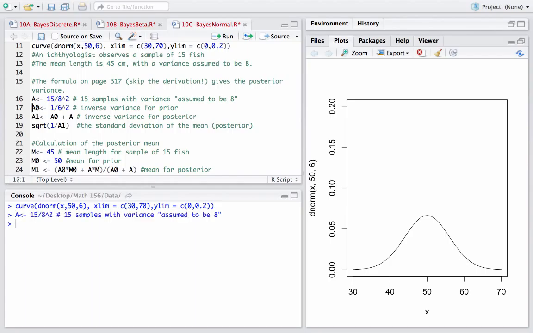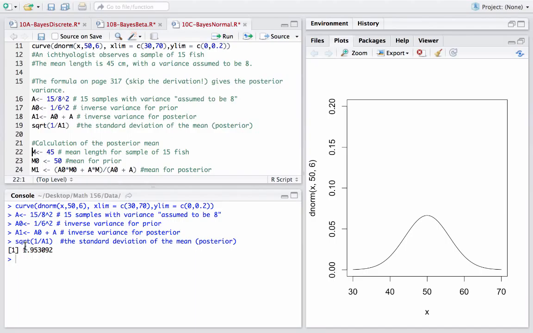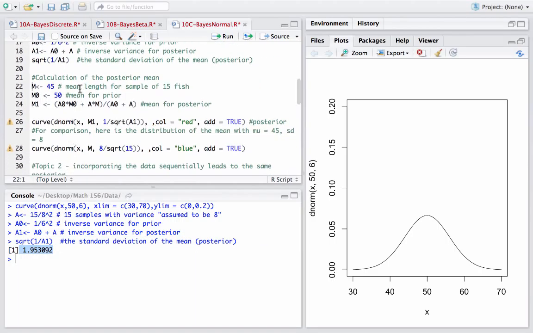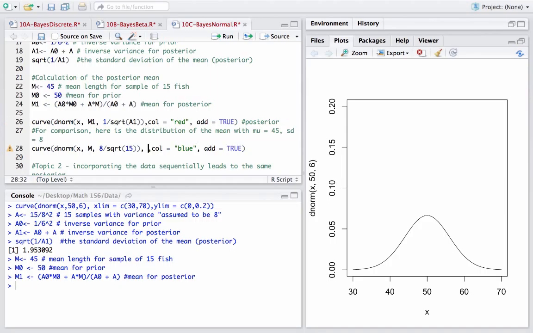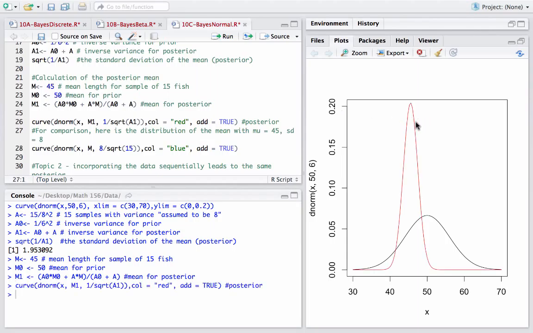But we'll just power ahead with the calculations, and this is now the standard deviation of the posterior mean, so the variance is going to be just under 4. And now the posterior mean is just the weighted average. Look at that. Now we've computed the new mean, the new standard deviation. So in red we can draw the posterior normal distribution.